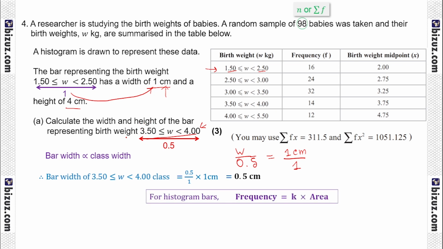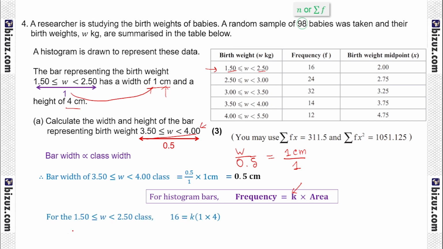Now, for a histogram, the frequency of any bar is proportional to the area of that bar. Or in other words, the frequency is always some fixed constant, and this is fixed for the whole histogram, multiplied by the area. So first, let's see what happens if we use this formula for the class that we know about. That should give us the value of k, and then we'll use that value of k for the class that we do not know the height of.